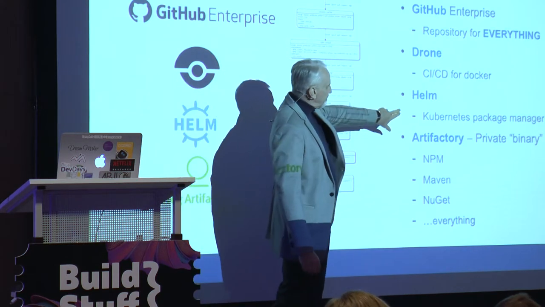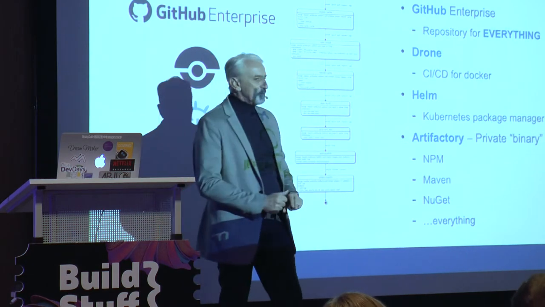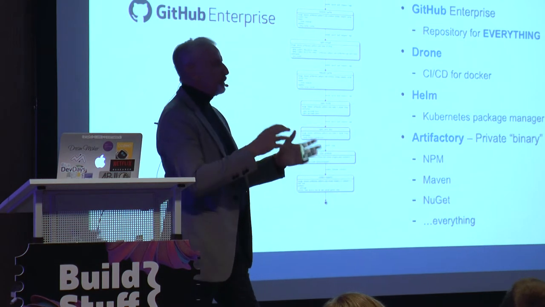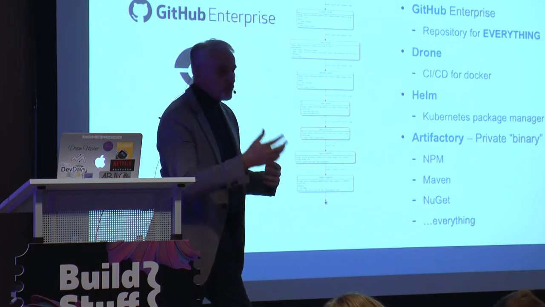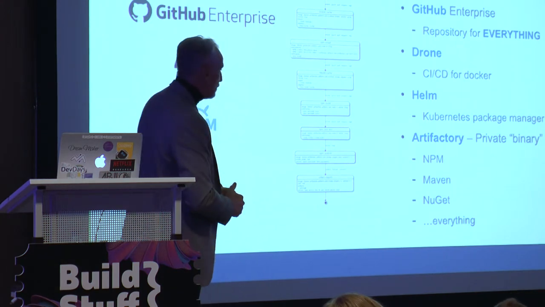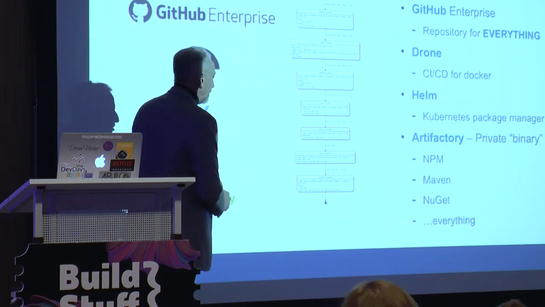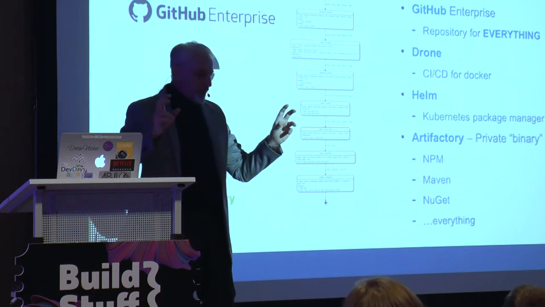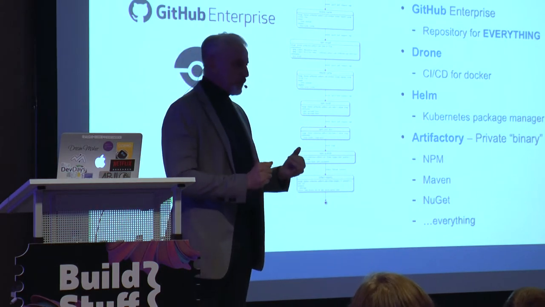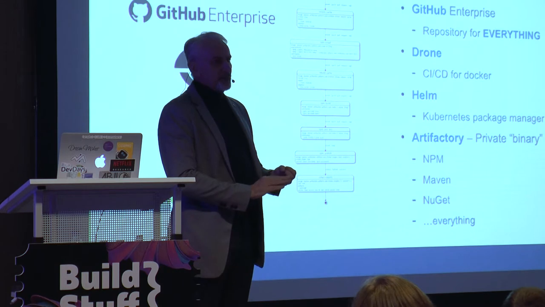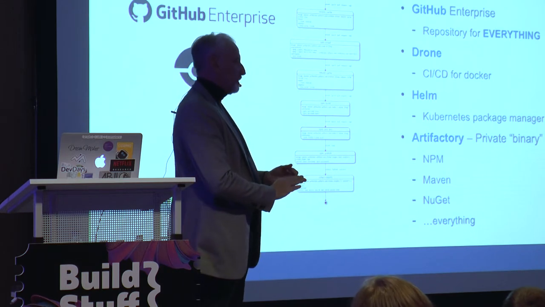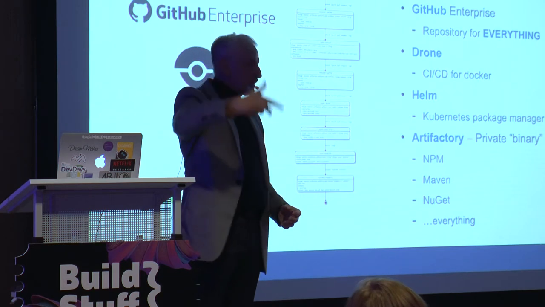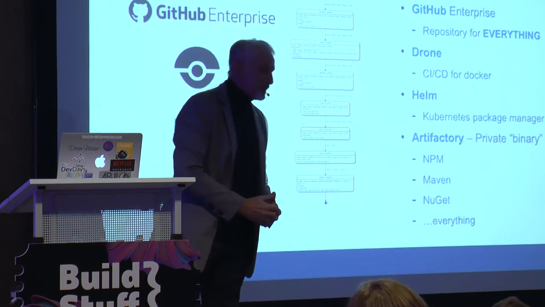We use Helm as our Kubernetes package manager. So Helm is a set of charts that describe how you're going to configure Kubernetes to deploy your containers. And we store stuff in Artifactory. This is our private binary repository. This is where we store NPM packages or NuGet packages or Maven style packages, stuff that we've made or stuff that we've brought in from outside of the organization to keep it safe.